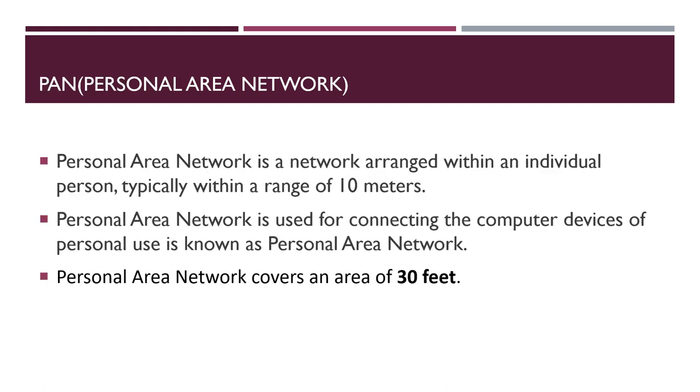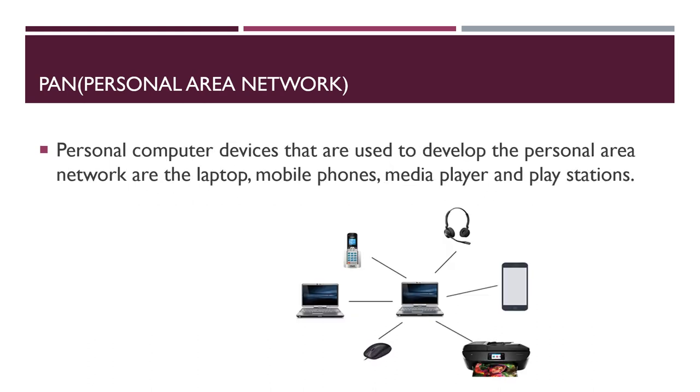And next one, personal area network. So personal area network is normally arranged for an individual person, within a range of 10 meters. Mainly used for personal work and personal use. This kind of network covers an area of 30 feet. So that's all. It is a very small area. And for personal area network, we have some examples.